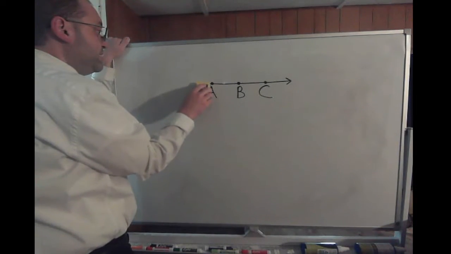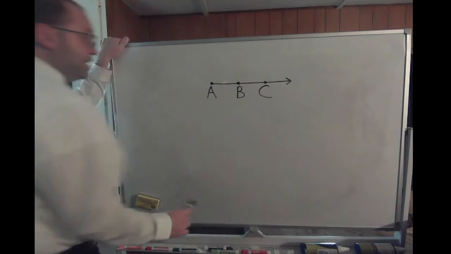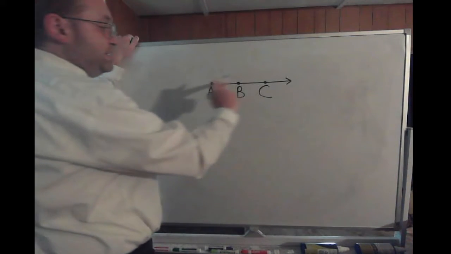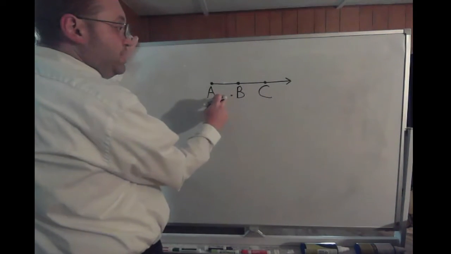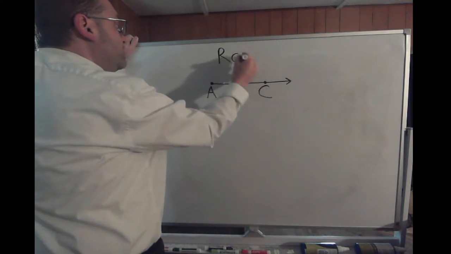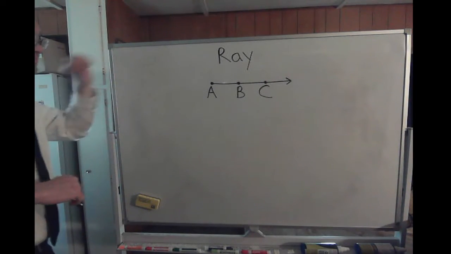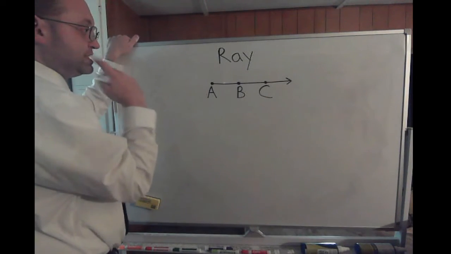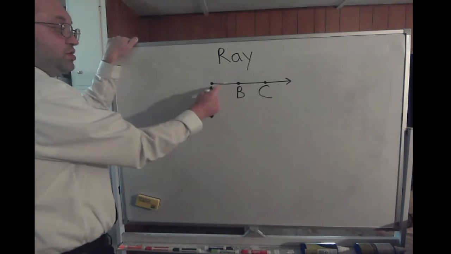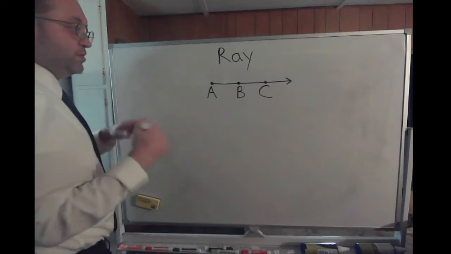So what if I chopped off the end and I have a starting point at A, right? I've made the starting point at A and it continues on. But we have a starting point. It only goes on infinitely in one direction. This is called a ray. So this would be considered ray AC because it has a starting point of A and it goes on infinitely through point C and beyond point C.